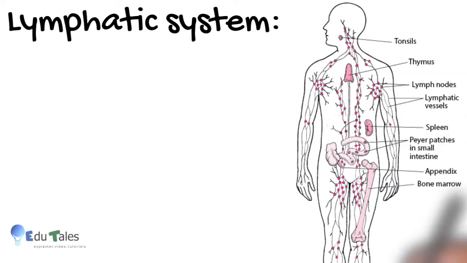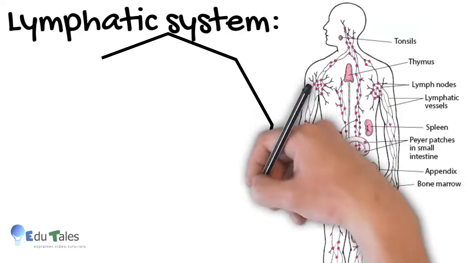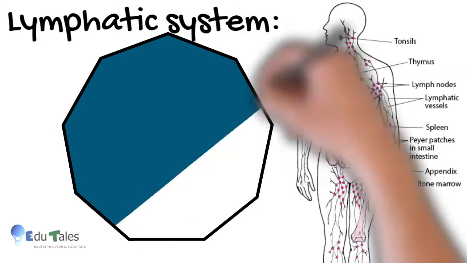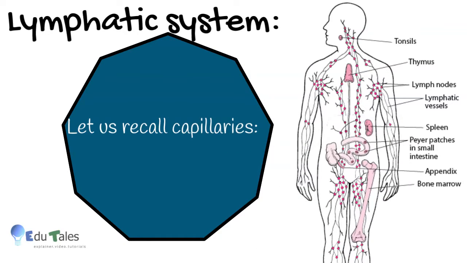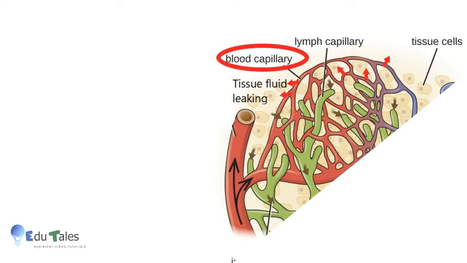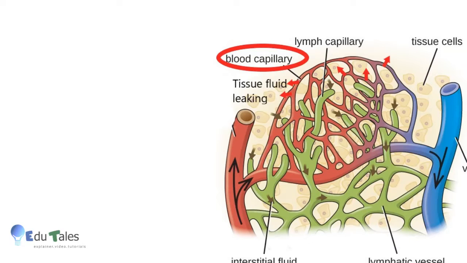Let us start with the lymphatic system, which also helps in circulation. First, let us recall capillaries, which we have already done in our previous video. The link for the previous video is given in the description below.